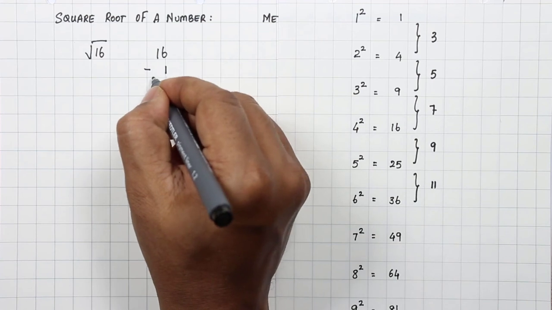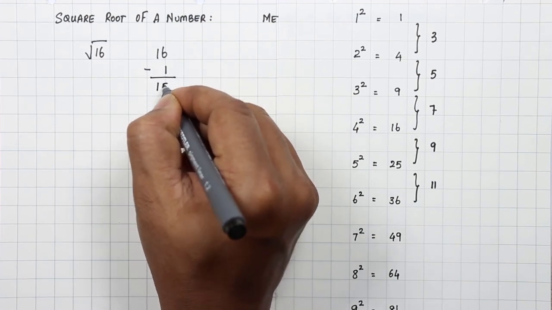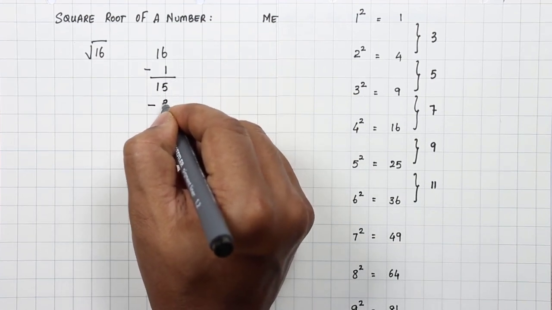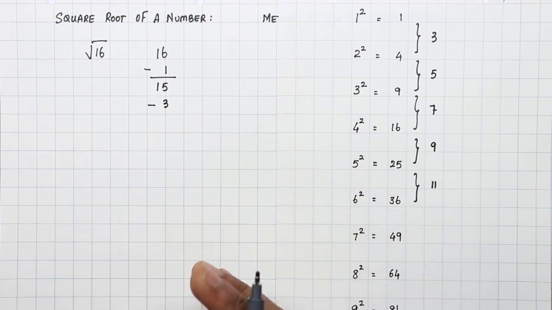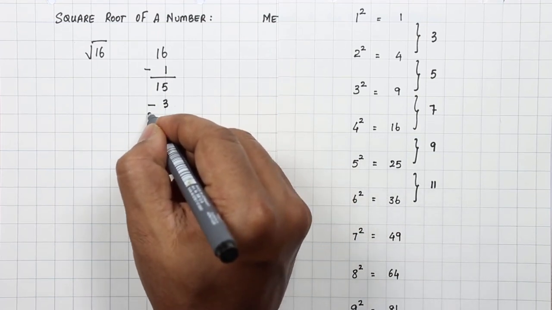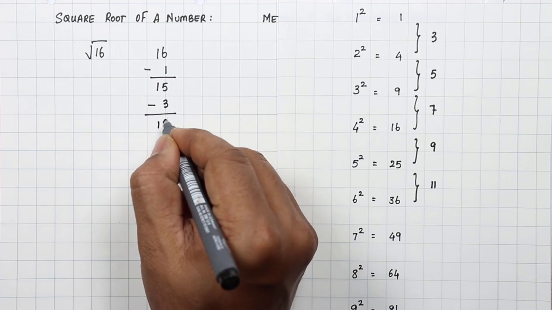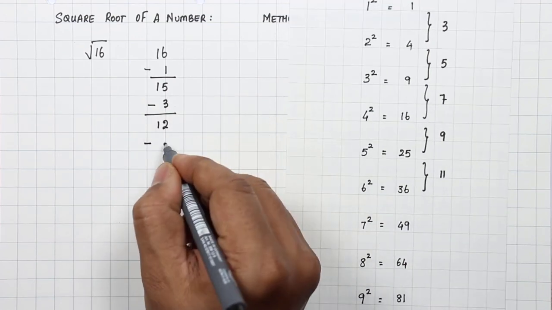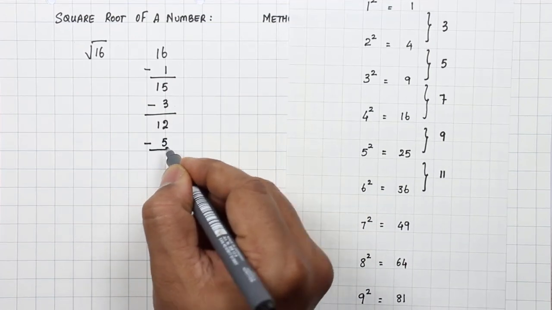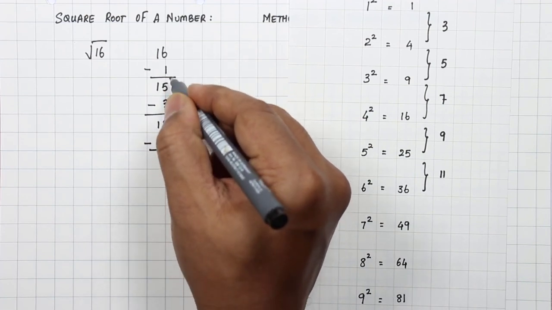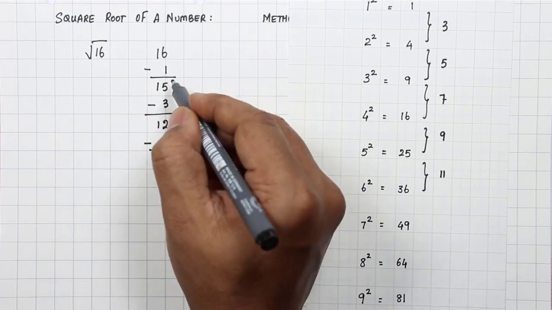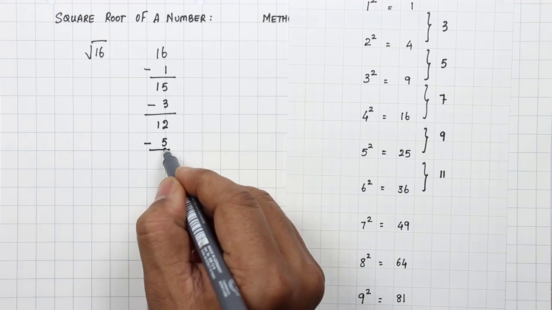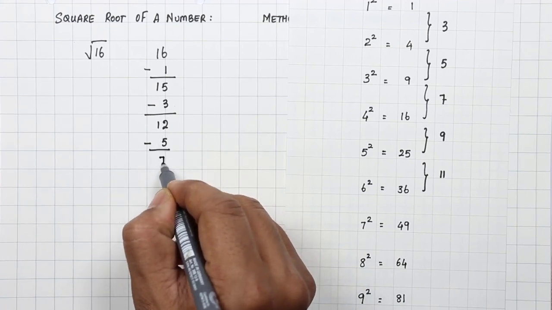So when you subtract 1, you end up getting 15. And the second term you need to subtract is 3. You subtract only the odd number sequence. So if you subtract 3 from this, you get 12. And the third term, you subtract 5. So that is the next term in the odd number sequence, the consecutive odd numbers 1, 3, 5. So if you subtract 5 from 12, you end up getting 7.